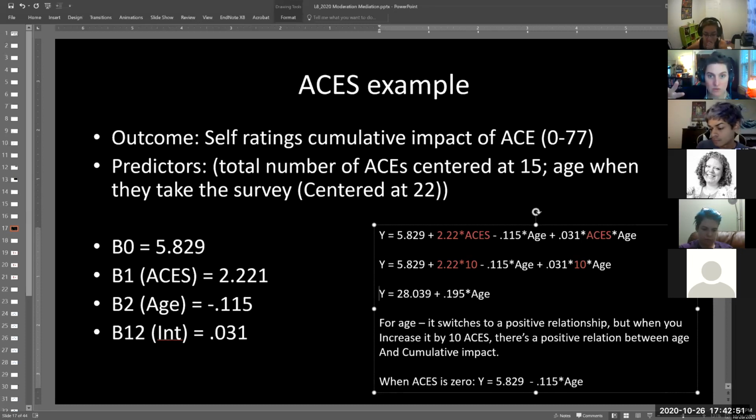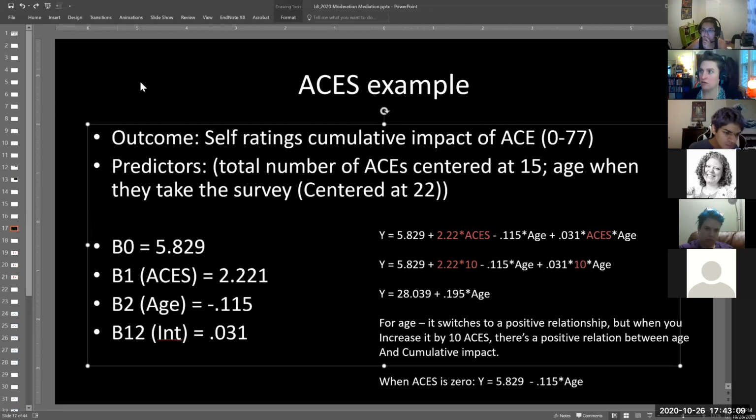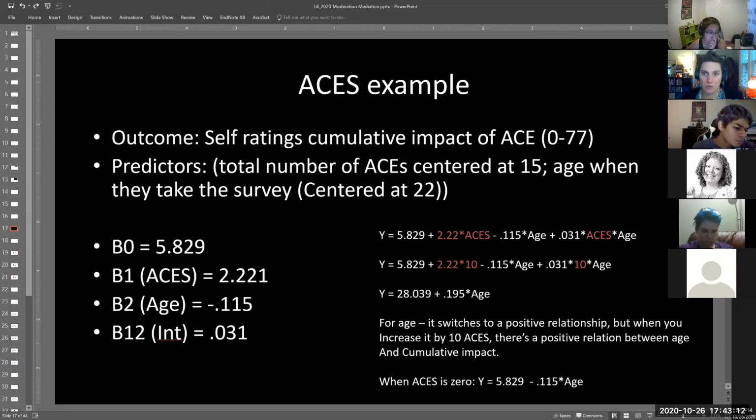So that's how I get two lines from the same starting equation, depending on which variable I plug in. And it's entirely due to the fact that I have this multiplication of the two values by one another in the model. Without that, you wouldn't be able to see that change.